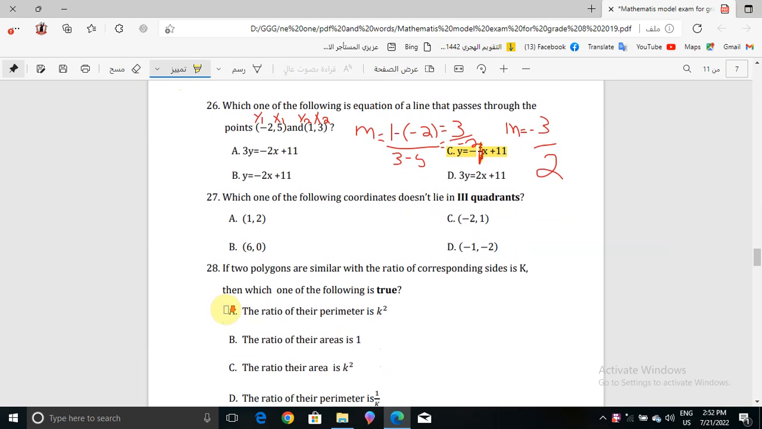Okay, now question number 27. Which one of the following coordinates doesn't lie in the third quadrant? In the third quadrant.